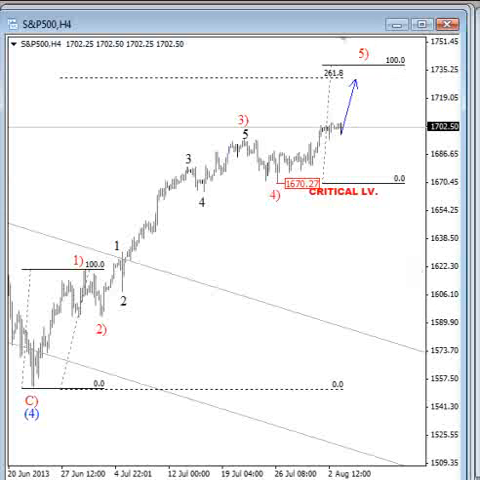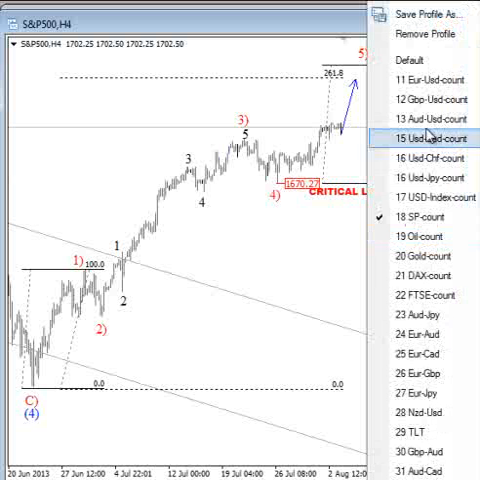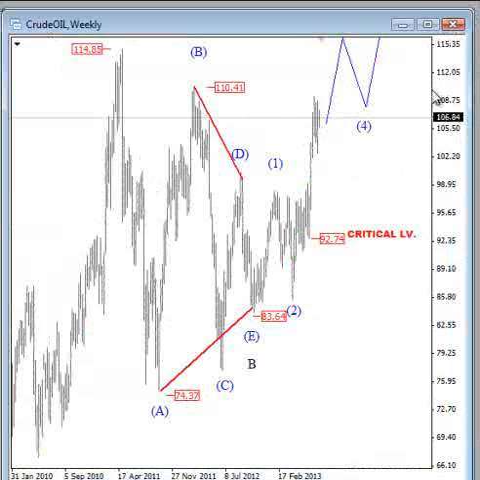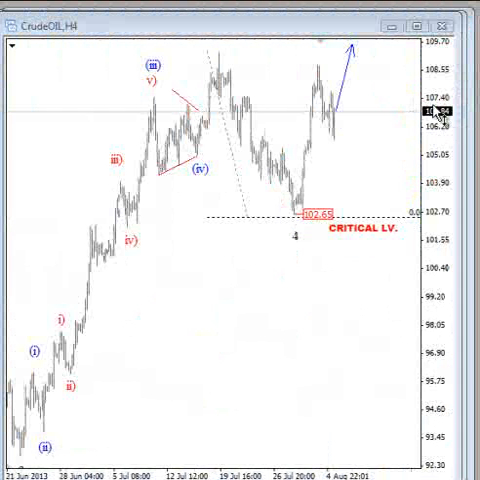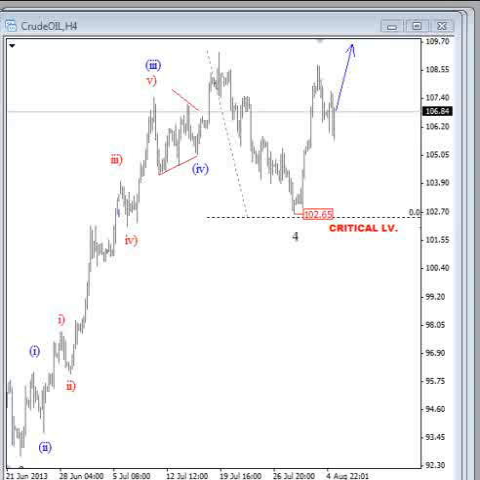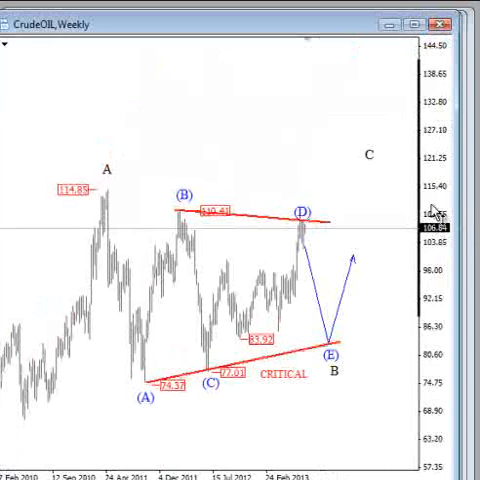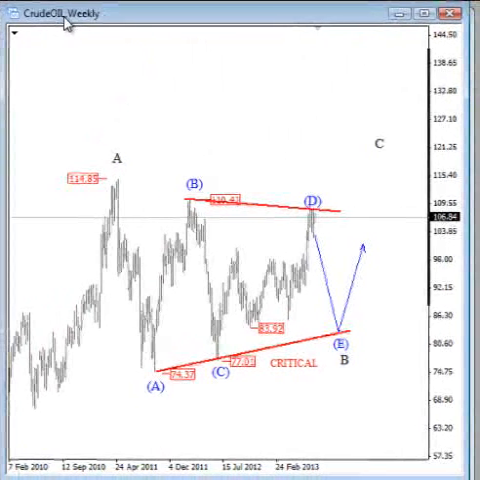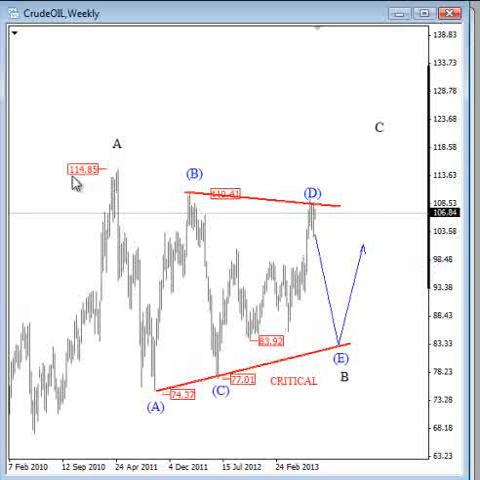And now let's take a look at crude oil. Here we have crude oil, that's our alternate count, we will discuss this later. Crude oil, let me show you this weekly chart. If you recall, we have been tracking this triangle for a while now, and are looking for a corrective move up here in wave D.